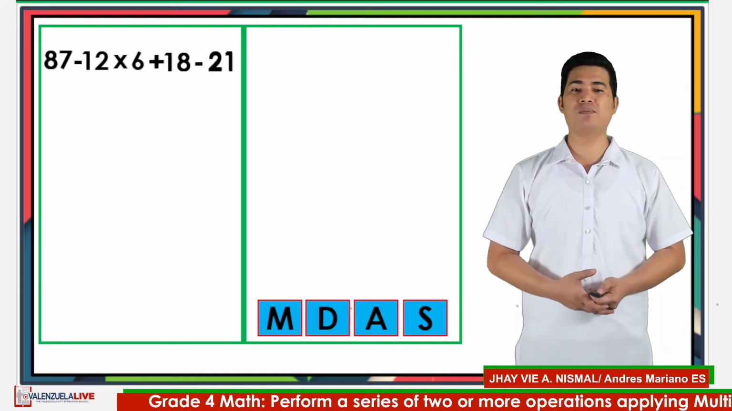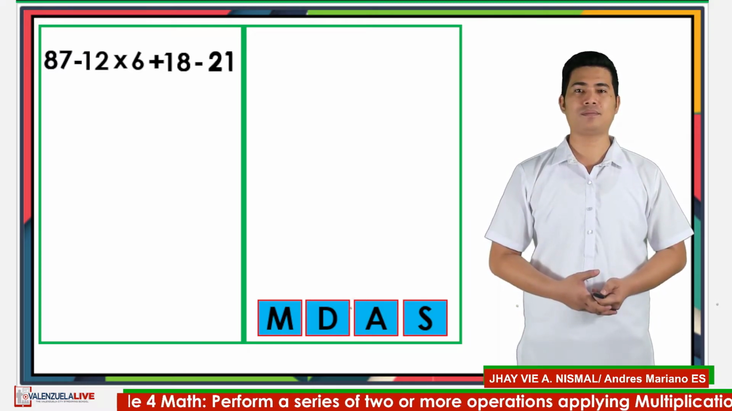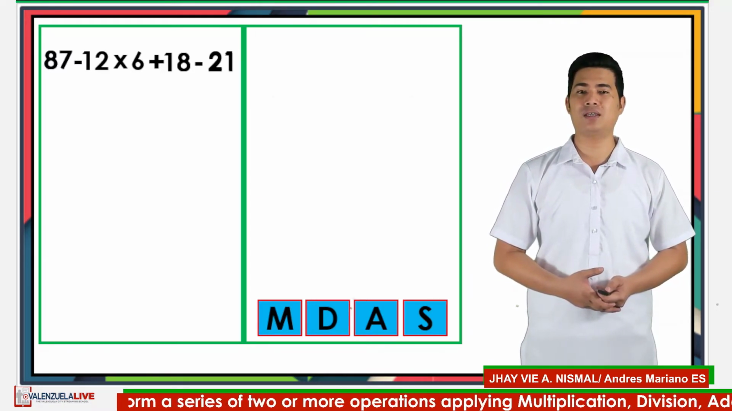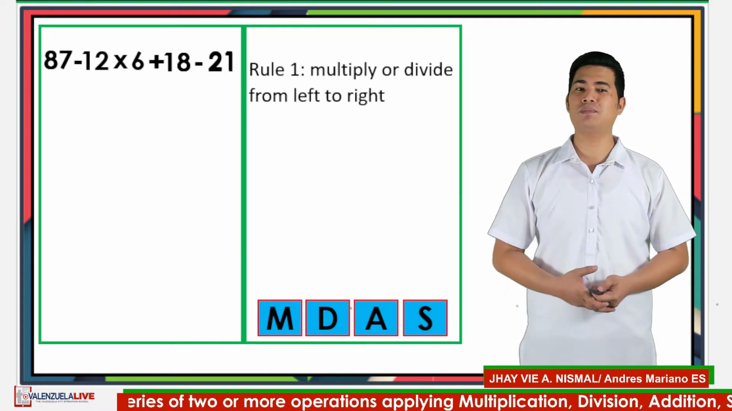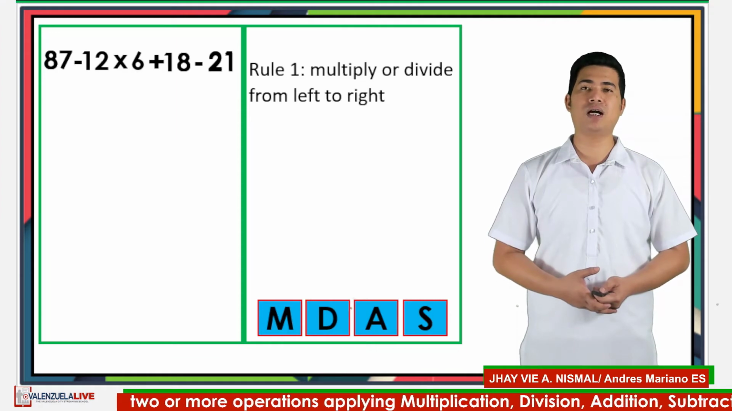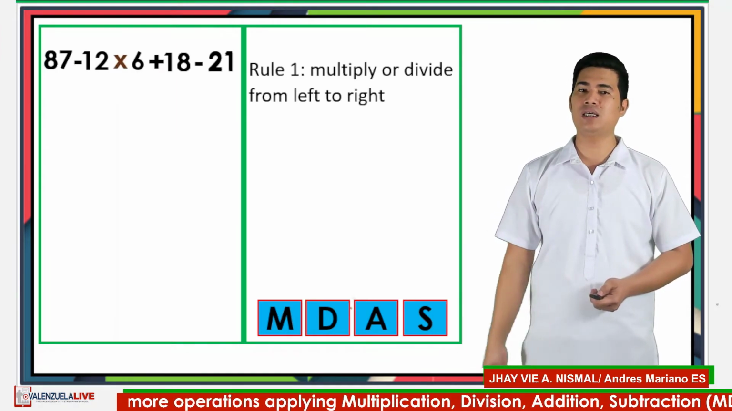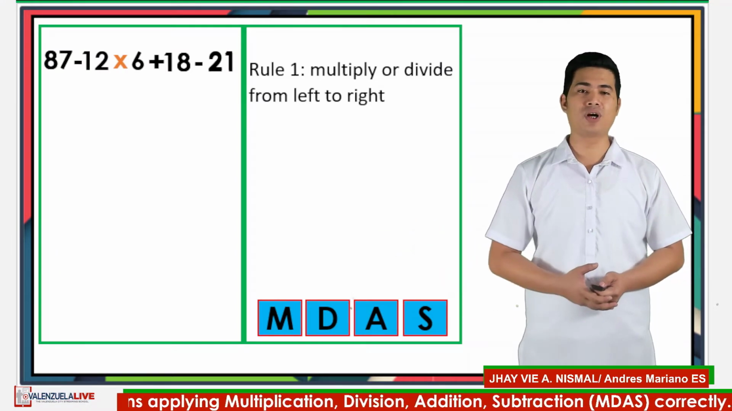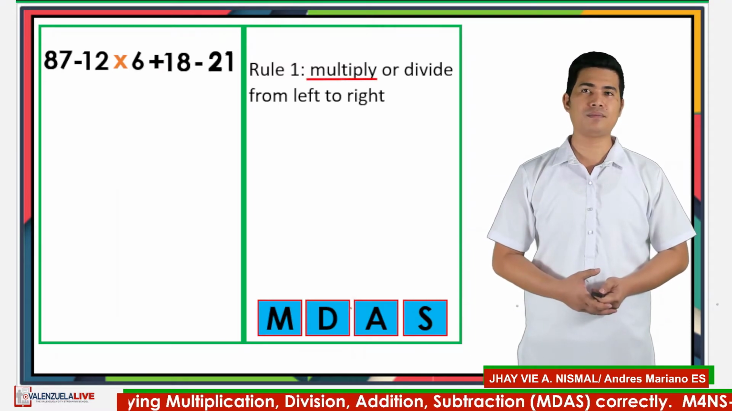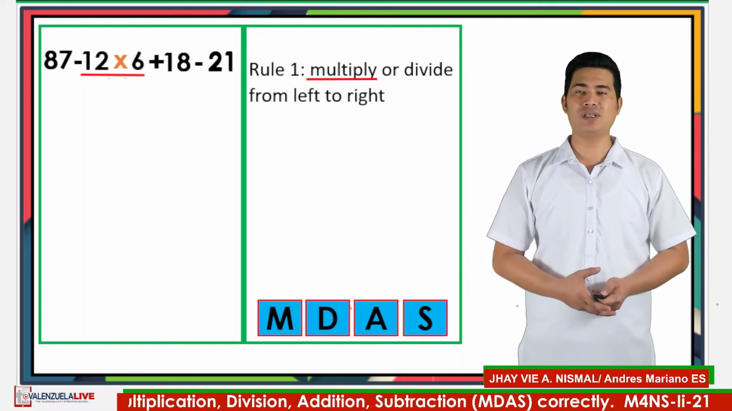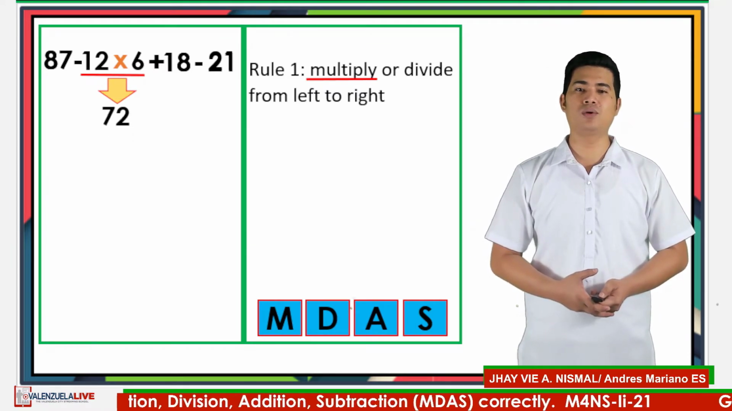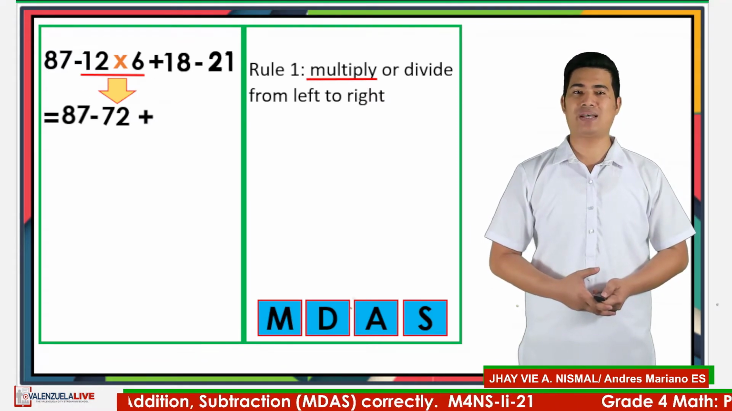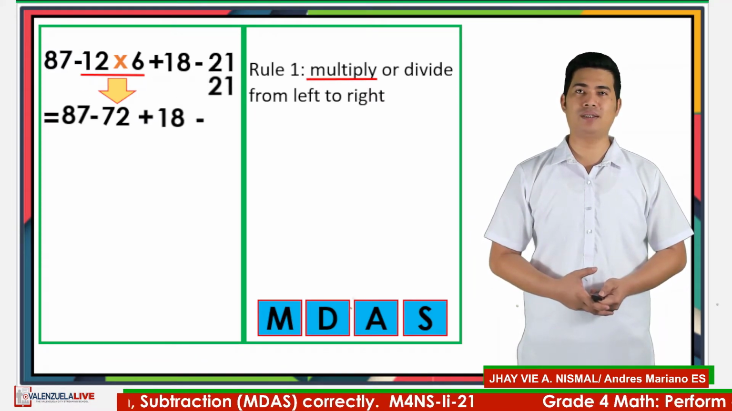What operation must be performed first? Why? The rule says, multiply or divide first before adding and subtracting. Furthermore, the rule says multiply or divide first in the order as they come from left to right. As you can see, in the expression, we only have multiplication. Therefore, let's multiply first. 12 times 6 is equal to 72. Then, bring down 87 minus sign plus sign 18 minus 21.